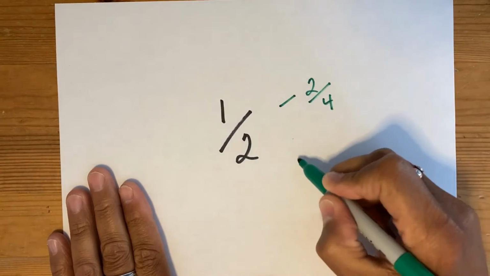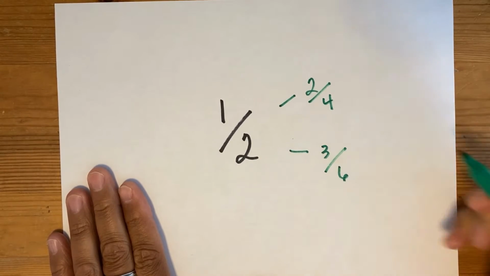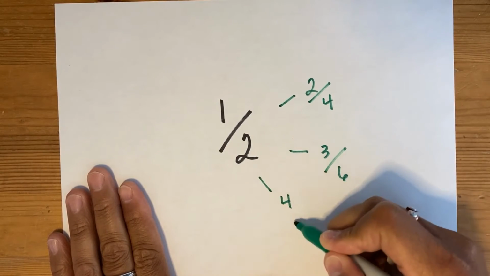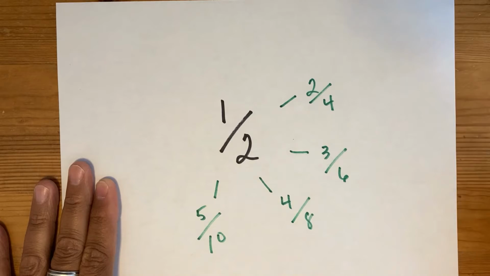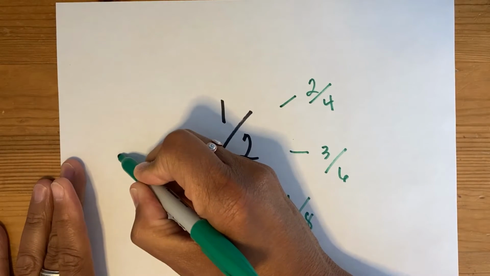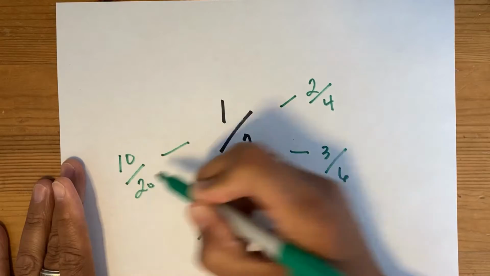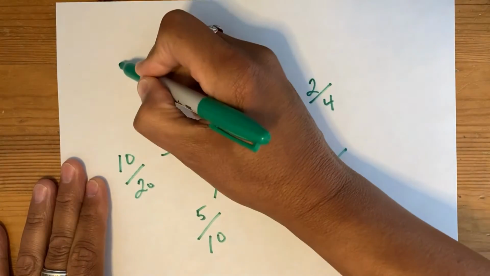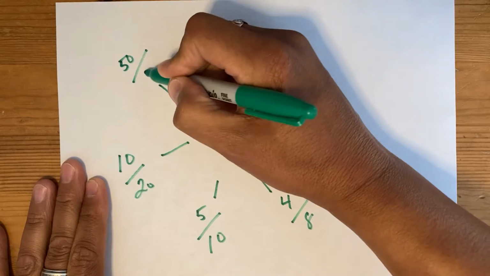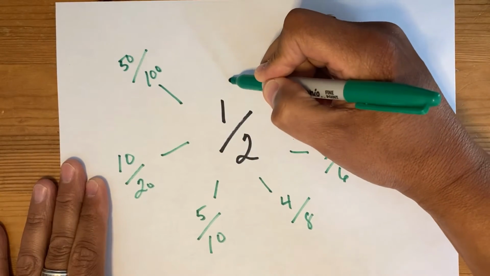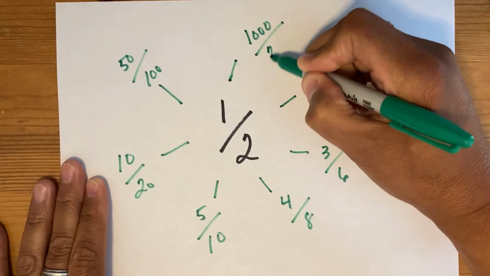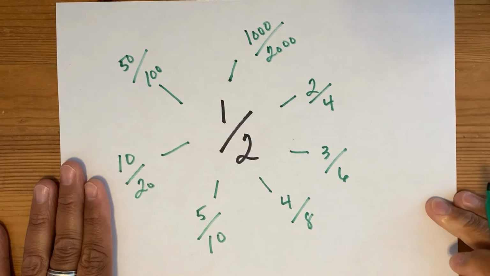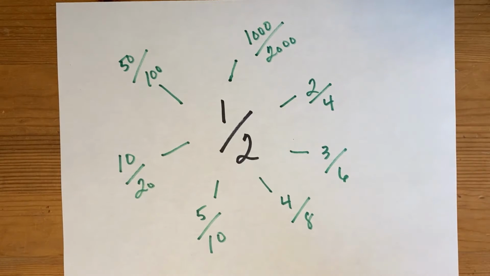2/4, 3/6, 4/8, 5/10, 10/20, 50/100, 1,000/2,000. Those are just some of the ways that I thought of saying 1/2.